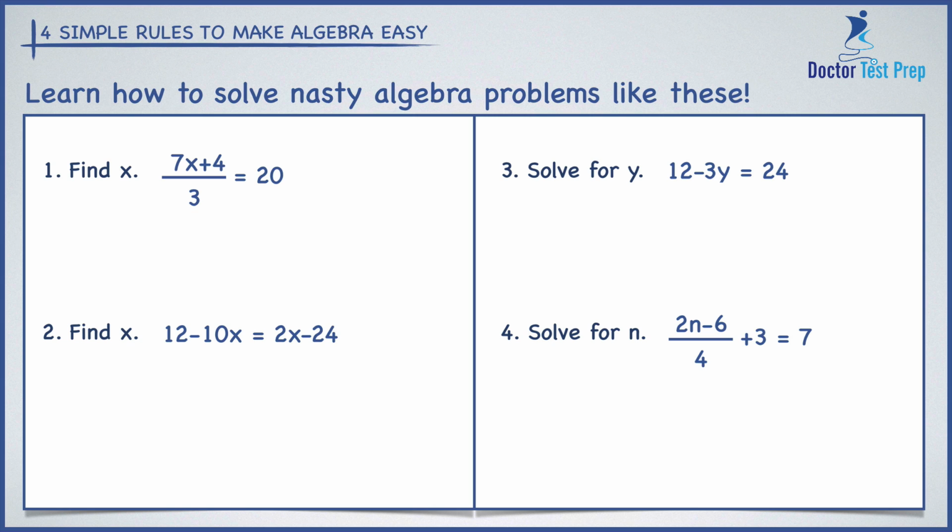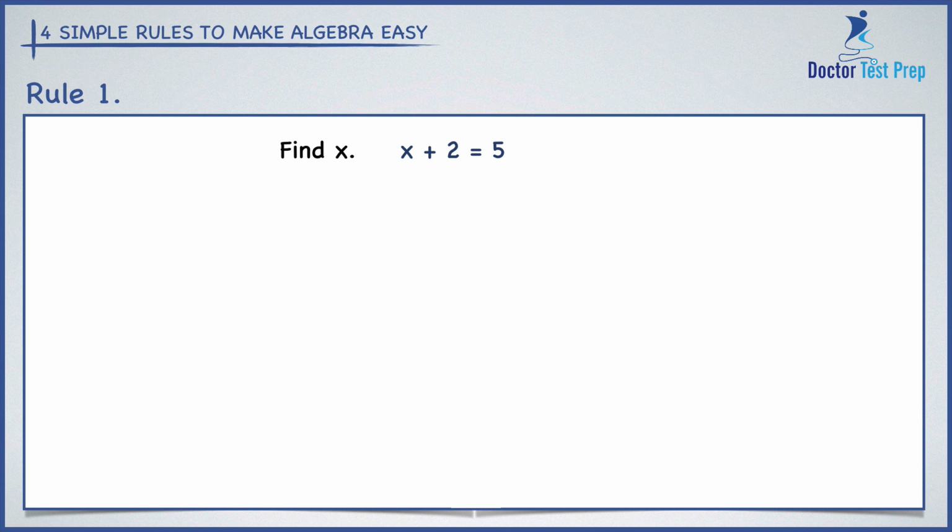Now in order to do that we need to take each one of these equations and manipulate it and rearrange it to get the unknown variable on its own. So let's see how we do that with 4 simple rules that will make answering these questions really straightforward. Okay, so we're going to start off with a much simpler equation. In this example, we've got find x, where x plus 2 is equal to 5.